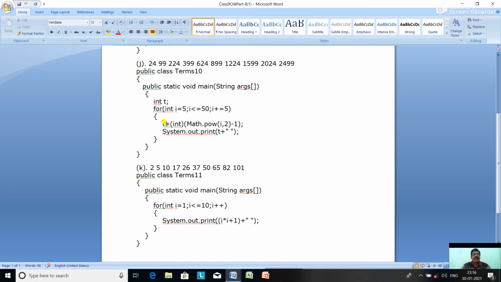See the program: t = (int) Math.pow(i, 2). The i value is 5, 5 power 2 is 25, minus 1 is 24. 24 is printed. Next i will be 5 plus 5, 10. The 10 square 100, minus 1 is 99. The next i will be 15. 15 square 225, minus 1 is 224.